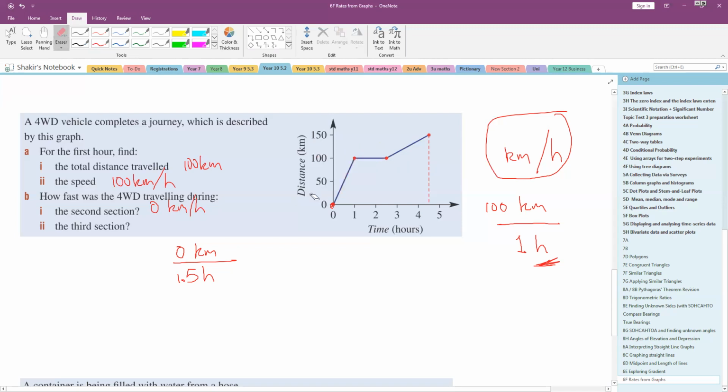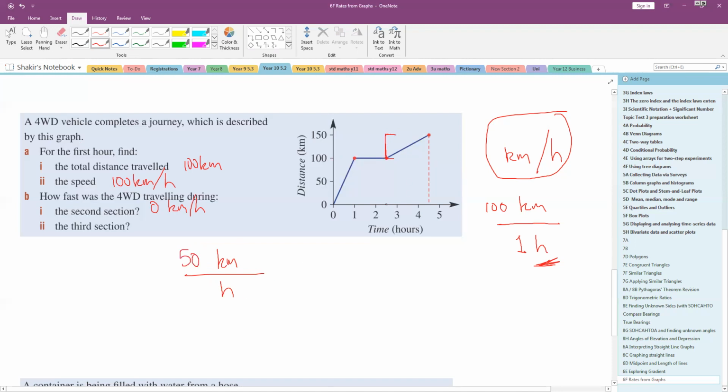And then it says, look at the third section. So let's look at the third section. For the third section as well, you need to know kilometers per hour, so I'll stick to the method I was doing earlier. To find the speed on the third section, how many kilometers were traveled between there and there? 100 to 150, so 50 kilometers.